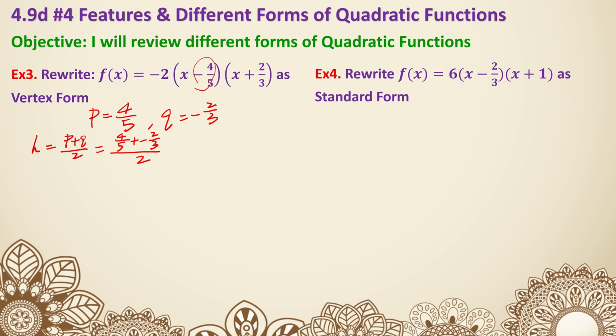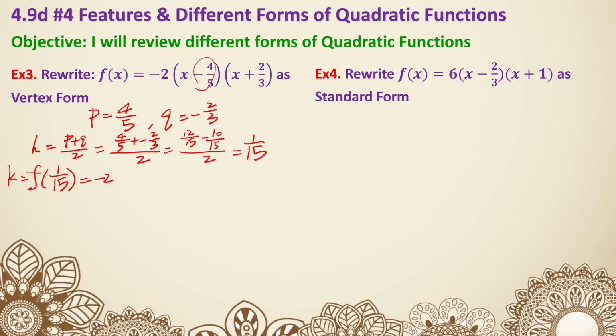Well, you can put it in your calculator, or on the top it is going to be 12 over 15. So you can find a common denominator, which is 15, then minus 10 over 15, all over 2. So on the top, you're left with 2 over 15 divided by 2, which is 1/15. That is our h. Now let's find our k, which is going to be plugging in the 1/15.